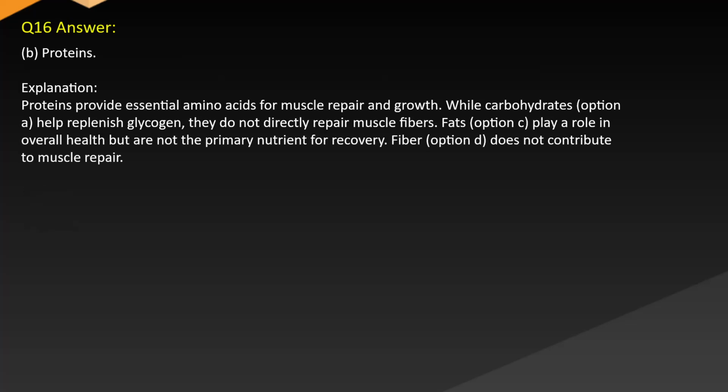Answer: B. Proteins. Explanation: proteins provide essential amino acids for muscle repair and growth, while carbohydrates, option A, help replenish glycogen. They do not directly repair muscle fibers. Fats, option C, play a role in overall health but are not the primary nutrient for recovery. Fiber, option D, does not contribute to muscle repair.